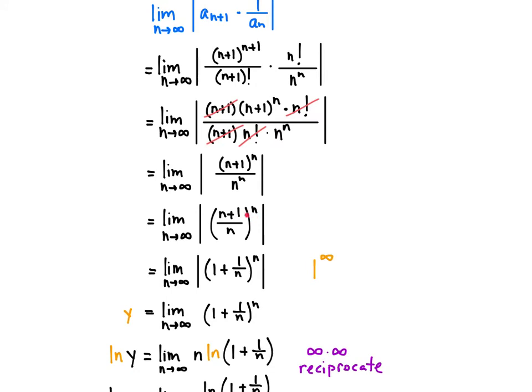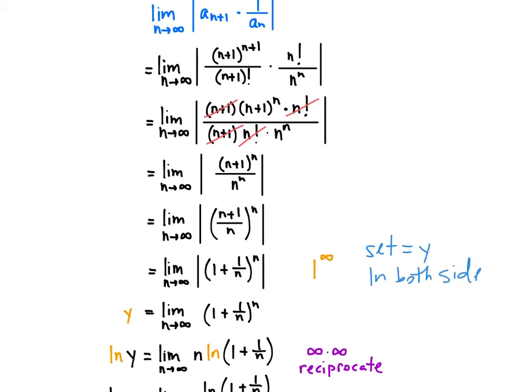Okay, so we can rewrite it as one quantity raised to the nth power, and now splitting up this (n plus 1) over n becomes (1 plus 1 over n) to the n power. Now, if we use our direct substitution, we're going to be left with a 1 to infinity scenario. So remember, this is where we set it equal to y and then ln both sides.